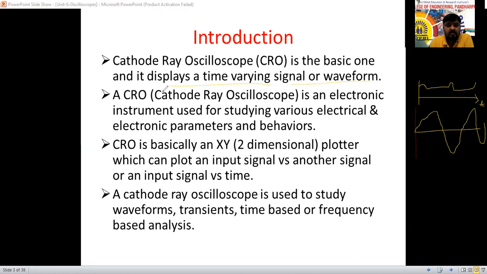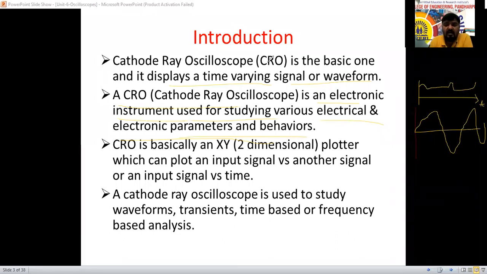Second, a CRO, cathode ray oscilloscope, is an electronic instrument used for studying various electrical and electronic parameters and behaviors. For all electronic instruments, a power supply is required. Consider a TV: is it an electrical device or an electronic device? It uses an LED, which is electronic, and for that reason.